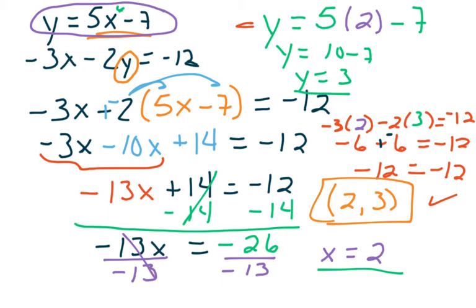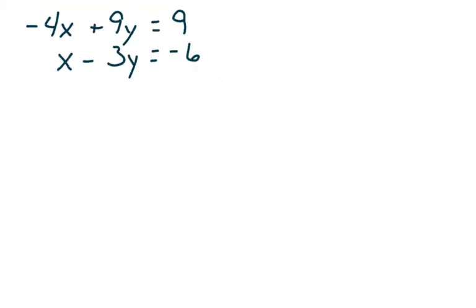Let's try another in which the variable isn't already solved for. So in this system, I have negative 4x plus 9y is equal to 9, and x minus 3y is equal to negative 6. You'll notice that in neither of the equations do I have either x equals something or y equals something. So we're going to have to rearrange the equations to solve for either x or y. It's going to be easier to solve for x in the second equation because the coefficient, or the number in front of x, is a 1.